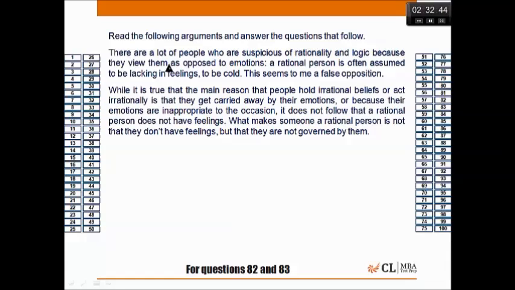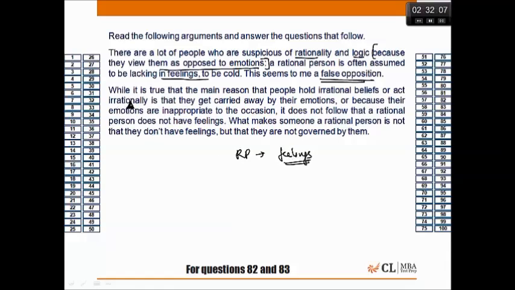There are a lot of people who are suspicious about rationality and logic, because they view them as opposed to emotion. A rational person is often assumed to be lacking in feelings. This seems to be false. Author is against this. So what is the author against? The fact that rational people are assumed to be lacking feelings is false. Therefore, what is the author saying? A rational person can have feelings is what he's saying.